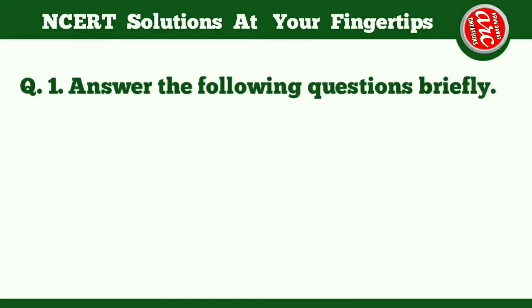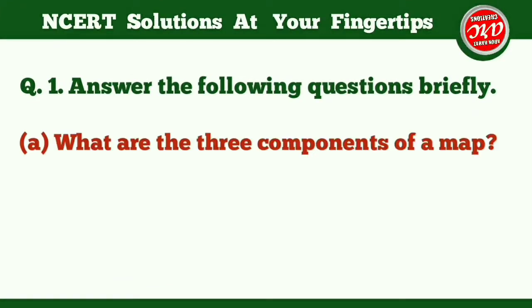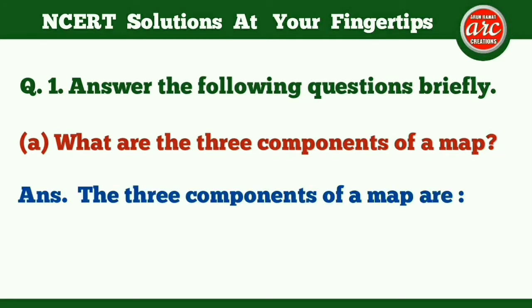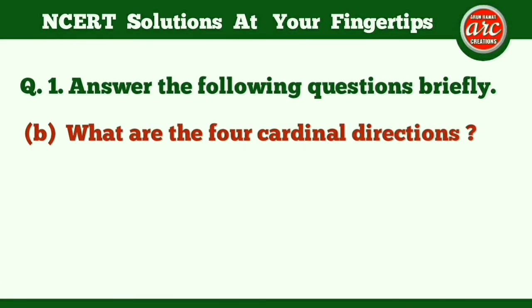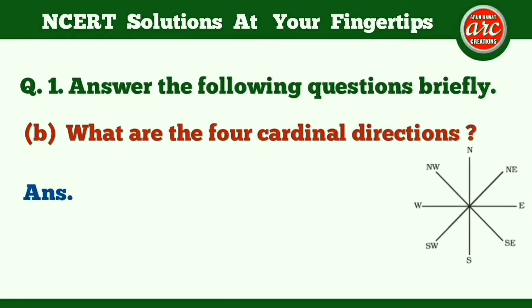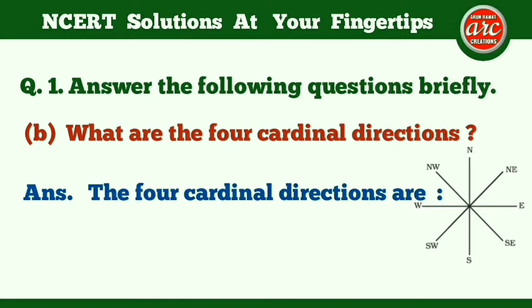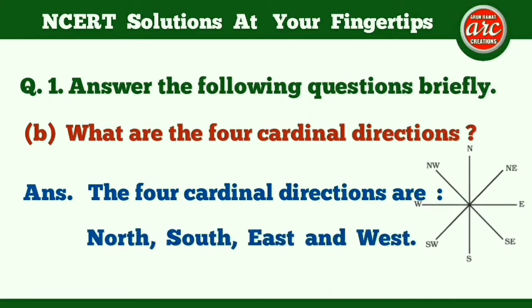Question number 1. Answer the following questions briefly. A. What are the three components of a map? Answer. The three components of a map are distance, direction and symbol. B. What are the four cardinal directions? Answer. The four cardinal directions are north, south, east and west.